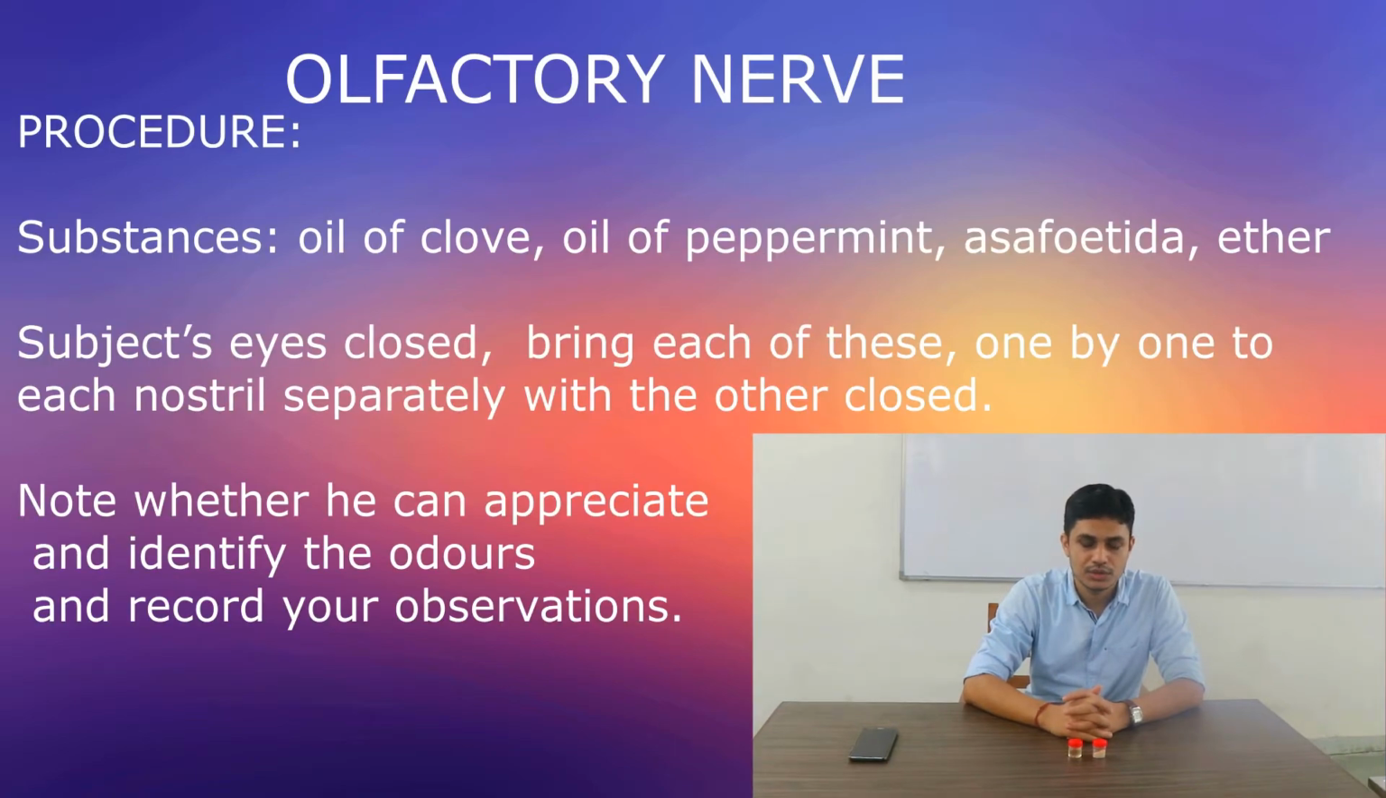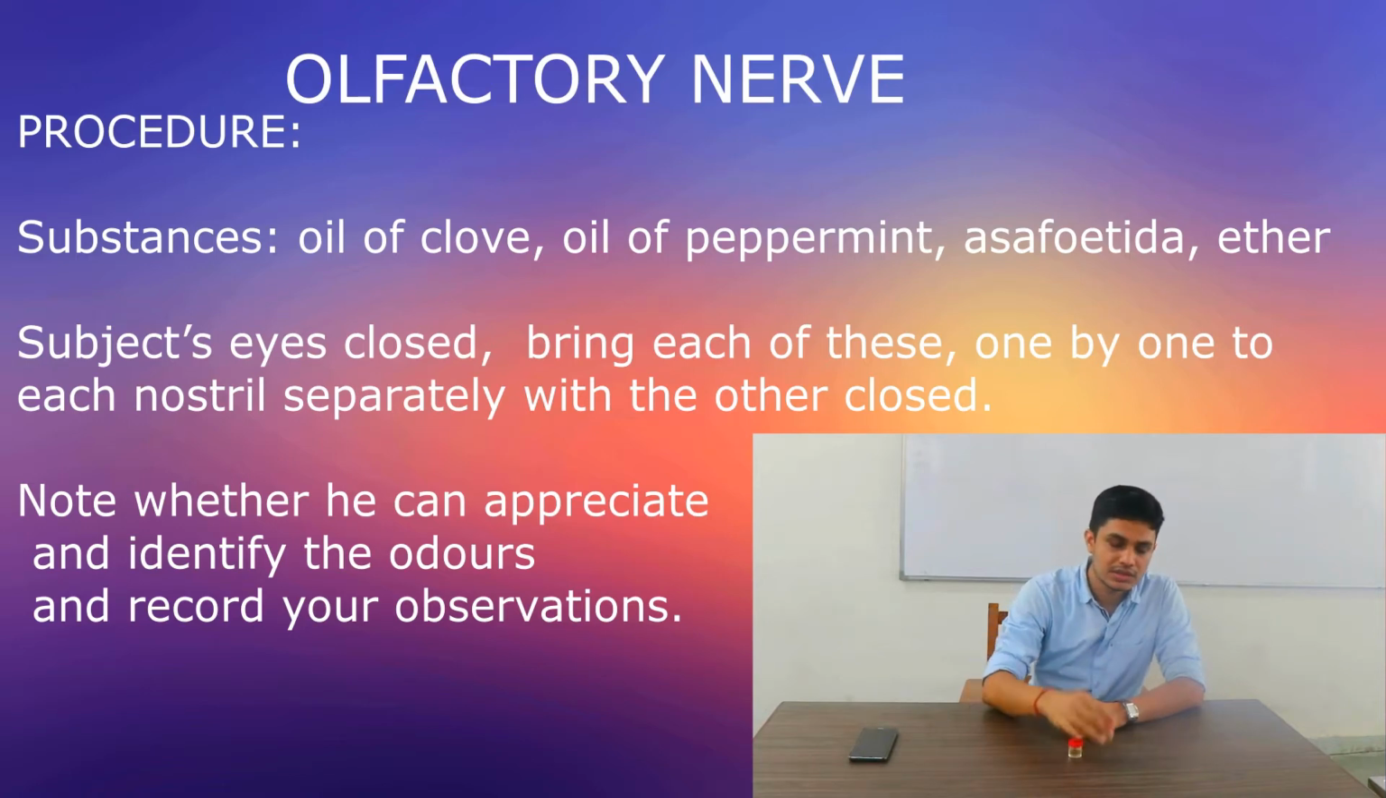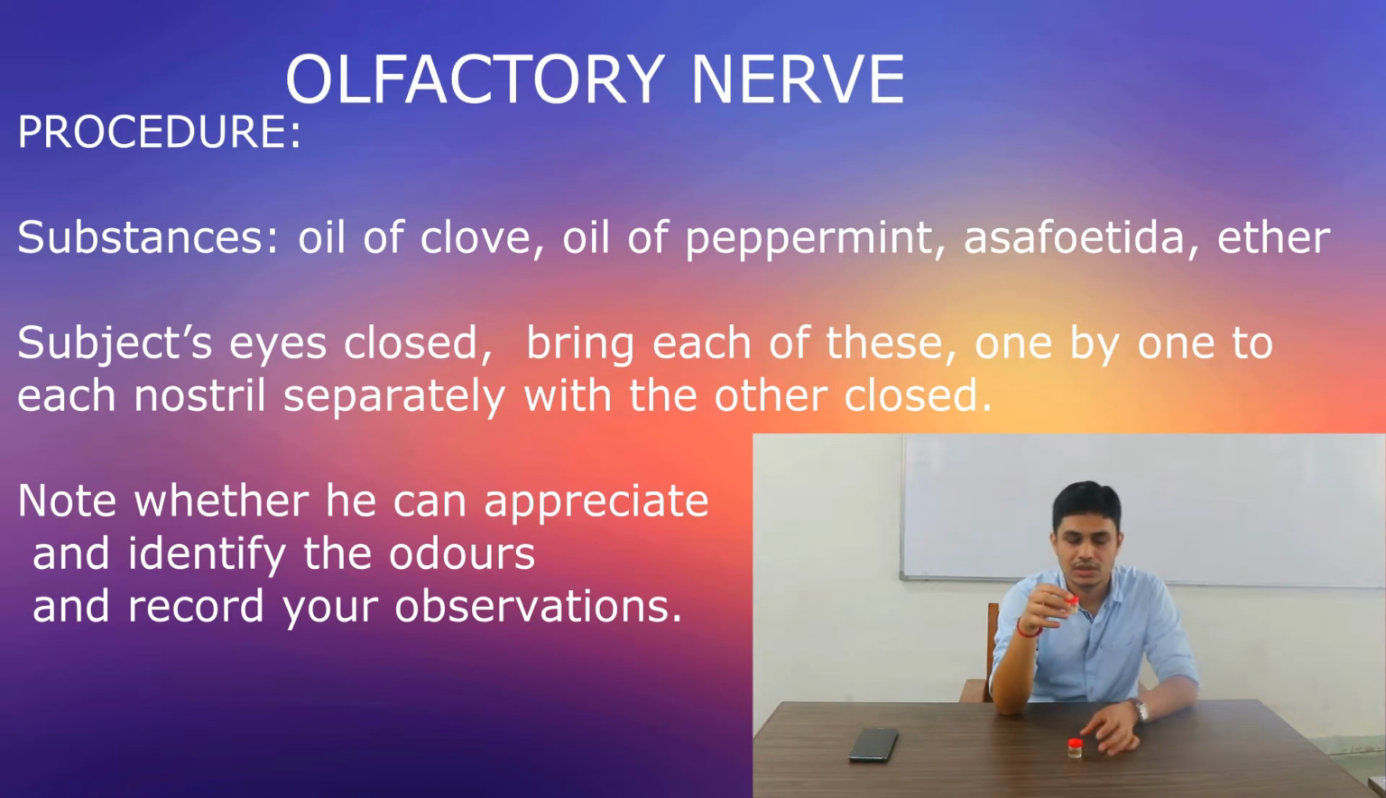Okay. So what are the different substances which act as olfactory stimuli? You need oil of clove, peppermint oil, or tincture of asafoetida. Right? So what you have to do? This is one bottle which carries one olfactory stimulus, one substance. So you need this type of bottle in which you can have these different types of substances.